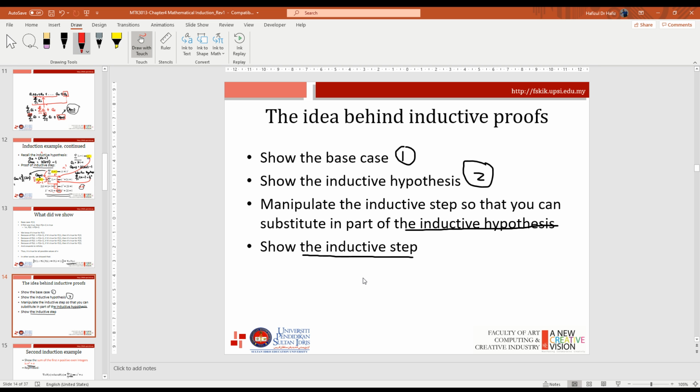Okay, the idea behind the inductive proof, this one is just to recap again. First, we want to show the base case. Secondly, show the inductive hypothesis. And then manipulate the inductive step so that you can substitute the part of the inductive hypothesis, and then show the inductive step.